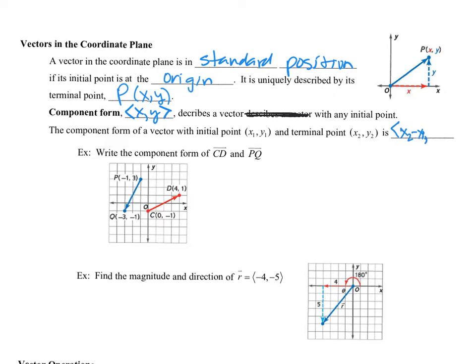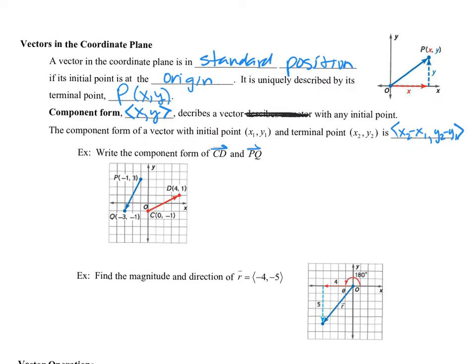And let me write that so you can read it. X sub 2 minus x sub 1, and then take y sub 2 minus y sub 1 to get the y value of your vector. Okay, so let's write component form for these vectors. And if you would, make sure that those symbols, if they're not already fixed on your notes, fix those.